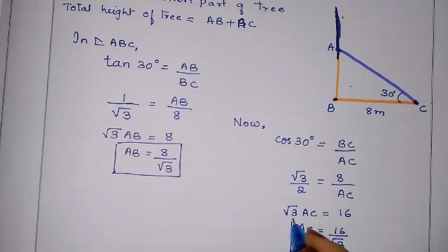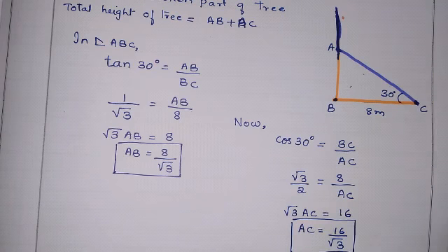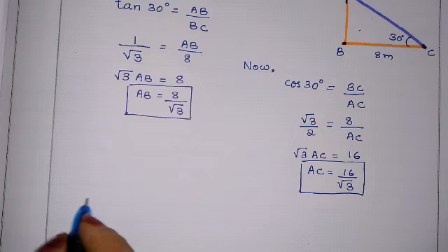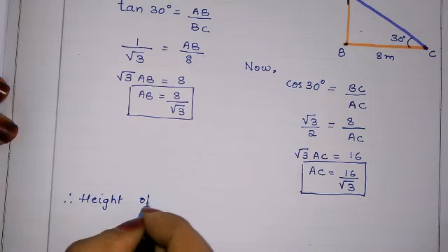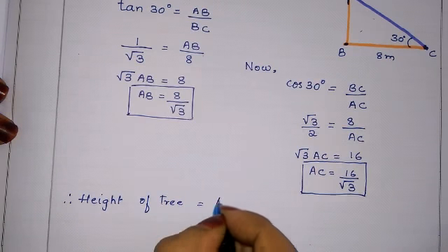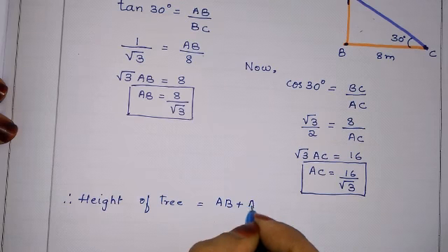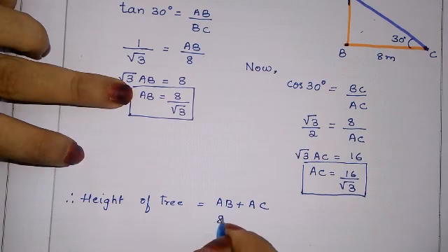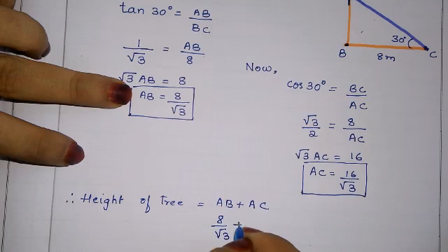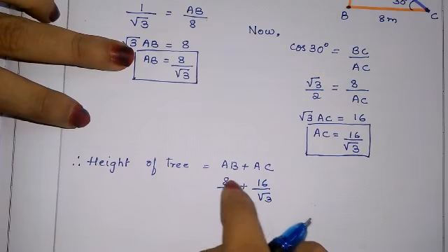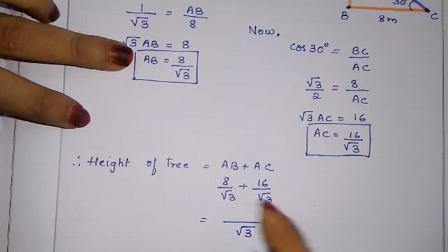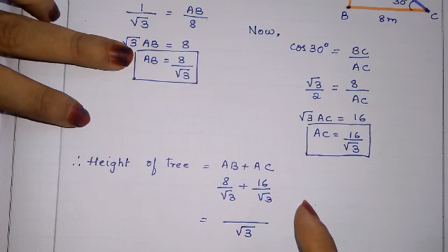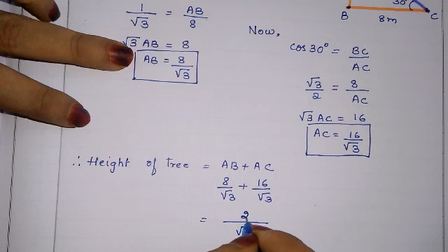Okay. We got AC value and AB value. So we need the total height of the tree. Therefore height of tree is AB plus AC. AB value is 8 upon root 3 plus 16 upon root 3. So here we can see that the denominator is the same. So I'll write one time the denominator, that is root 3. 8 plus 16 is nothing but 24.